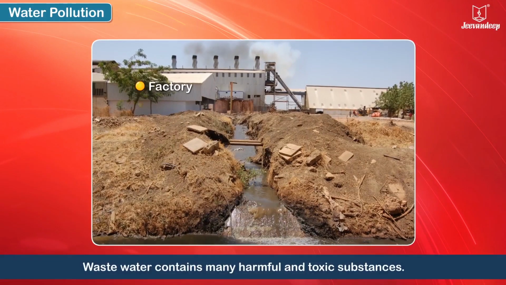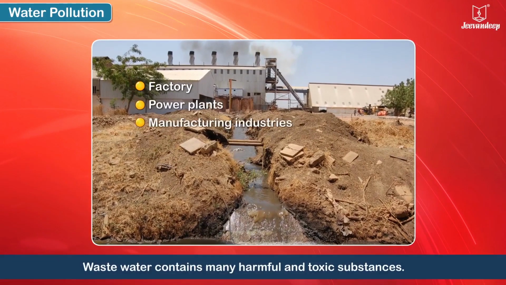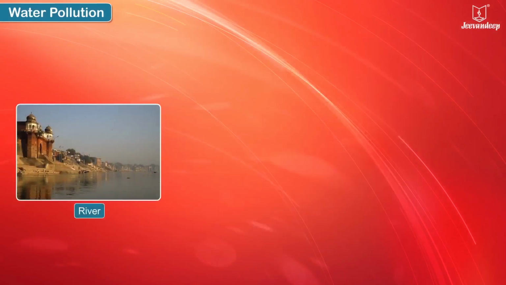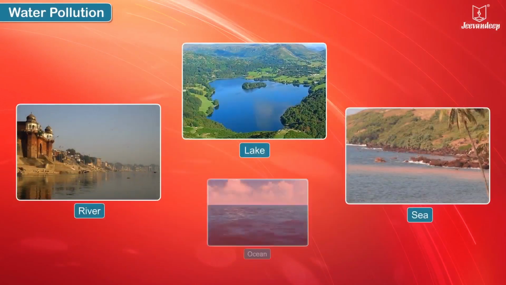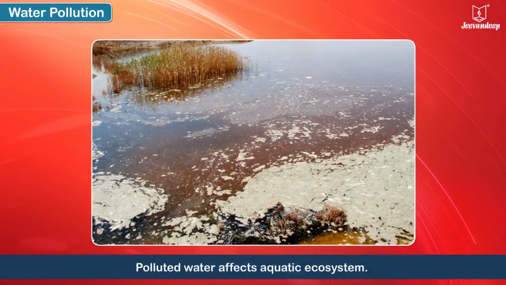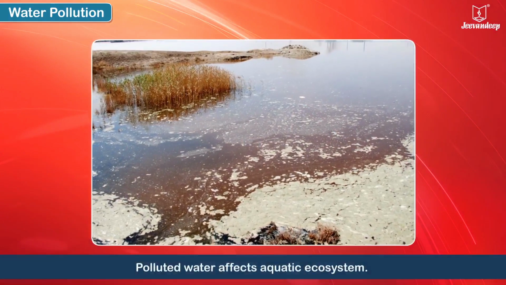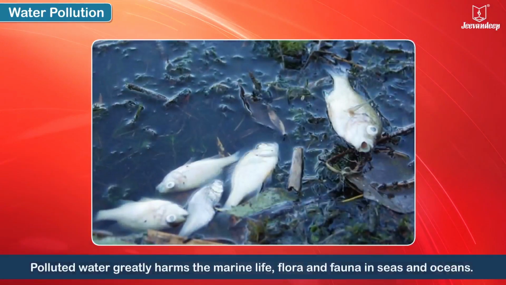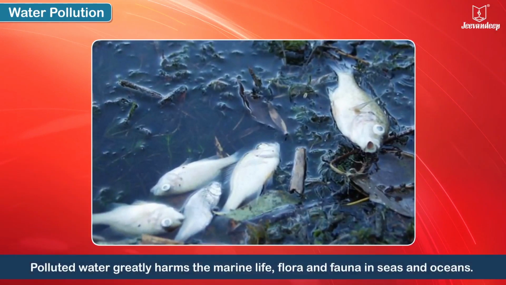Wastewater from factories, power plants, and manufacturing industries contains many harmful and toxic substances. When this water is released into rivers, lakes, seas, and oceans, it ruins the quality of water, thereby affecting aquatic ecosystem. Polluted water greatly harms the marine life, flora and fauna in seas and oceans.